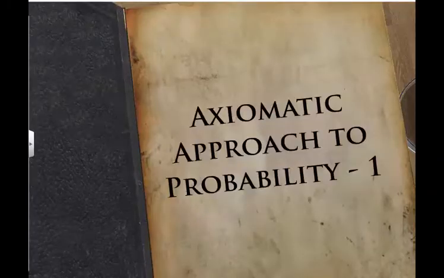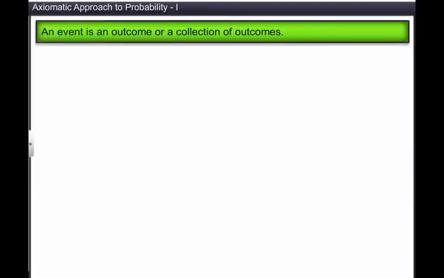In this module, you will learn to define the axiomatic approach to probability. You will also learn to prove basic theorems related to probability. We know that an event is an outcome or a collection of outcomes. But how can you quantify the chances of an event happening? Mathematicians attempted to measure the happenings of an event using probability theorems.